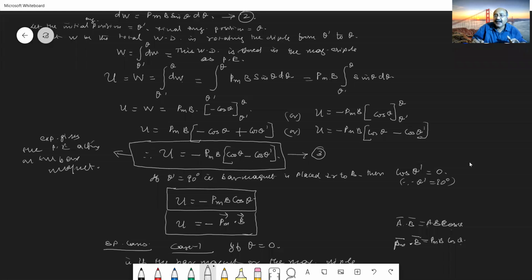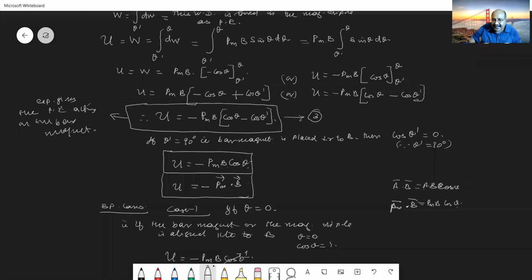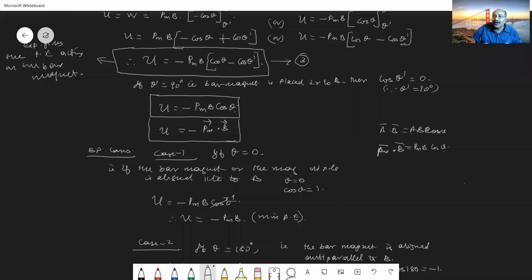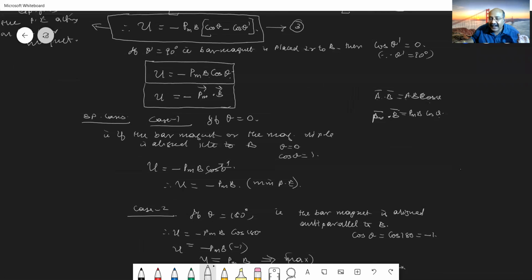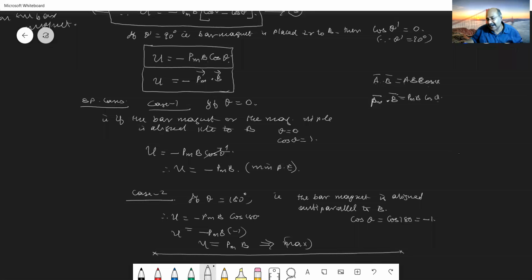If initially the Bohr magnet is kept perpendicular to the magnetic field, then the potential energy stored is minus Pm B cos θ, which can be written as the dot product of two vectors, Pm vector dot B vector. We can consider two cases. If θ is 0, potential energy is minimum. And if θ is equal to 180 degrees, then potential energy is maximum. Hope you have understood what I have told here.